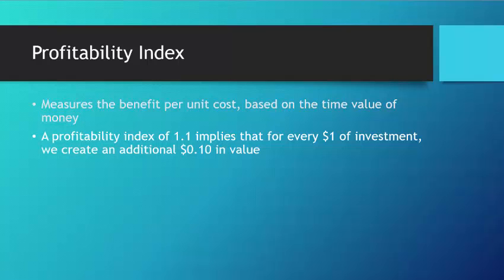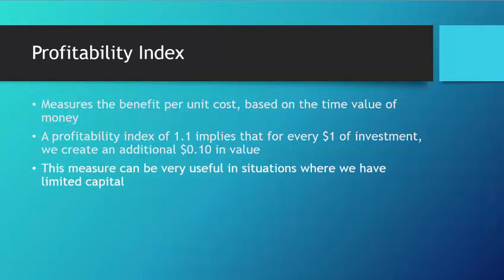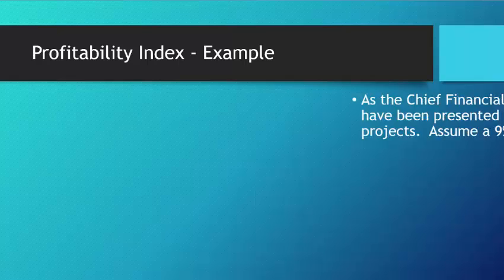A profitability index of 1.1, for instance, implies that for every dollar of investment we create an additional 10 cents in value. So it's really taking a look at net present value, but then scaling it for whatever we invested to begin with. I'm hoping that makes some sense. This measure can be very useful in situations where we have limited capital and we need to get a good return on that capital. And here's the way we do this.